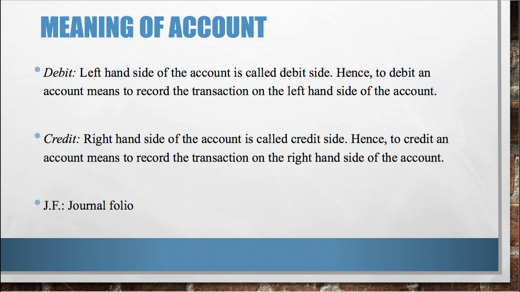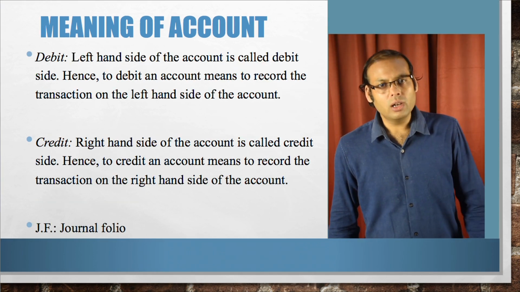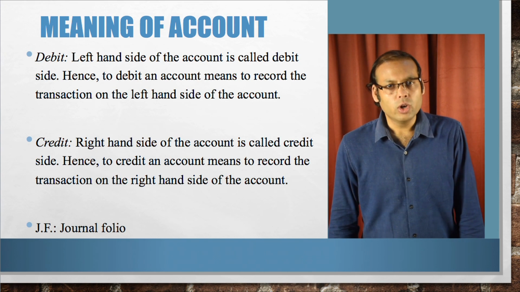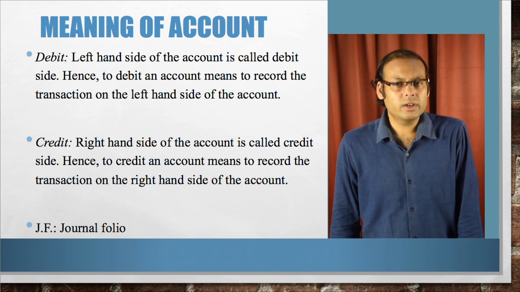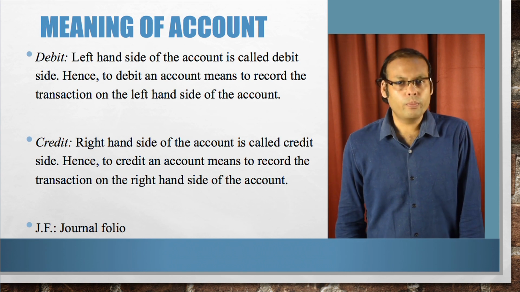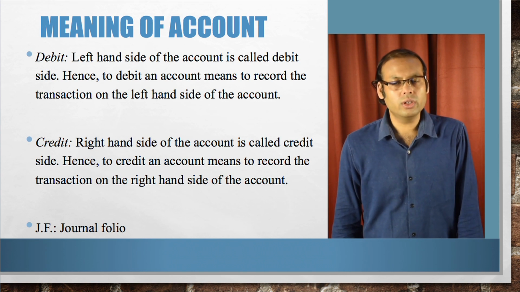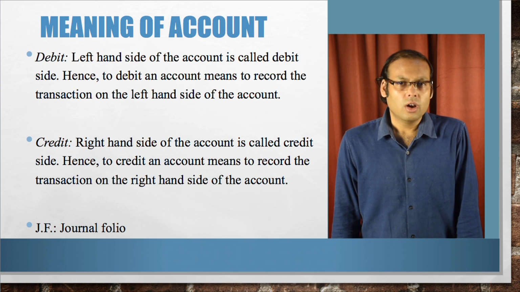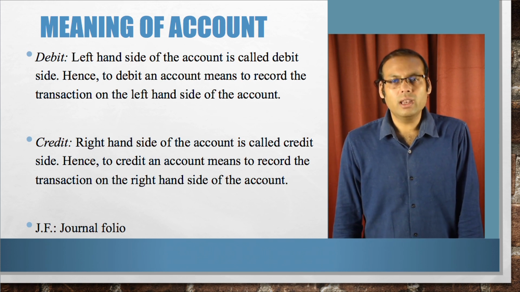Then there is another term, JF. JF means journal folio. Folio means it's a page number of the journal book. In the journal book we have recorded this particular transaction. Again, when we come to the format of journal, we will see that there will be another term, LF. It means ledger folio, the page number of the ledger book. So there will be a cross reference of these two books, journal book and ledger book.